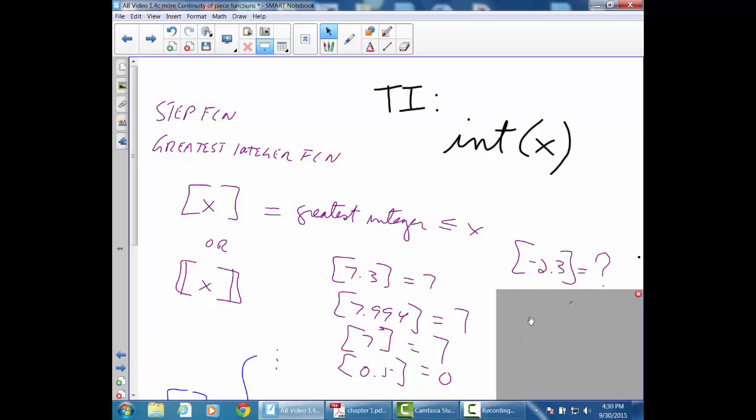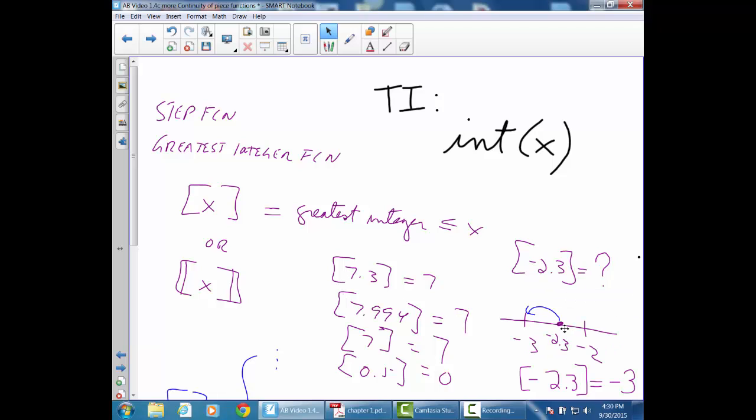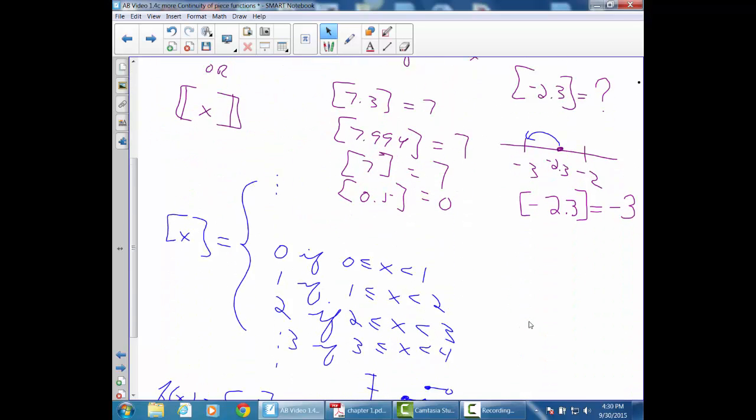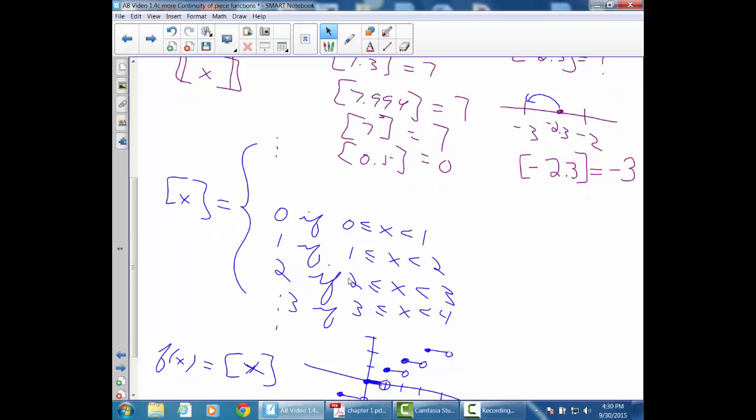What is the greatest integer of negative 2.3? A lot of people go here, oh, well, that was 7 and that was 7. They think, oh, that'll be negative 2. Not good. Because if you place negative 2.3 on a number line, it's between negative 2 and negative 3. You want the biggest integer that is less than your number. So the biggest integer to the left of negative 2.3 is negative 3. So the greatest integer function of negative 2.3 is negative 3.